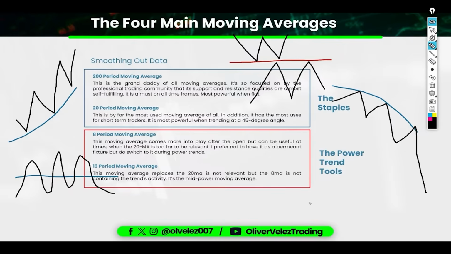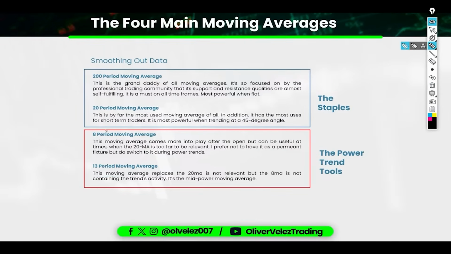200 is most powerful flat, 20 is most powerful trending or slanted, 45-degree angle, more or less. Now, there's this other group of moving averages I call the power trending tools. This is when you have an item that is power trending to the upside or downside, we bring in the 8-period moving average or the 13-period moving average.